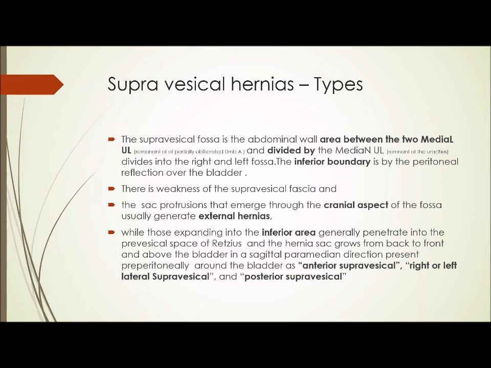So when it goes through this particular fascia, it can either exit externally, where it can be seen in the abdominal wall, or it can exit posteriorly around the bladder. And that is why it is either anterior supravesical, right or left lateral supravesical, or posterior supravesical. That is the internal type. That means around the bladder it can have a hernia on all sides if it were internal supravesical. But that is a hernia which can only be diagnosed by a very proficient CT reader, or you can diagnose it only when you're doing an exploration.